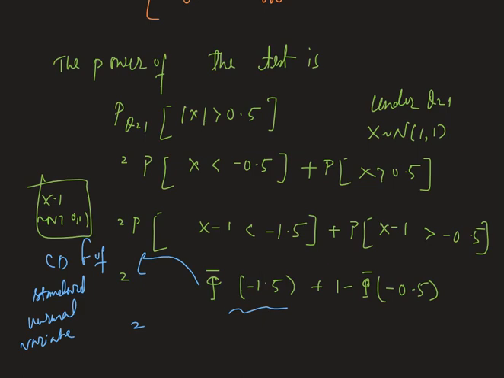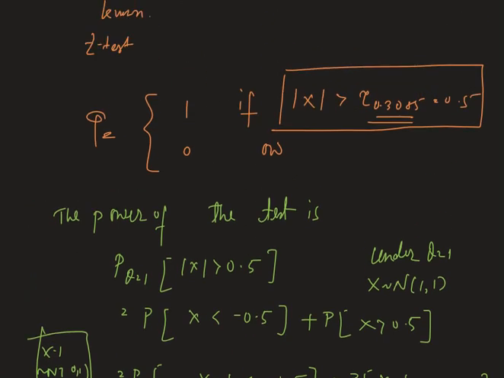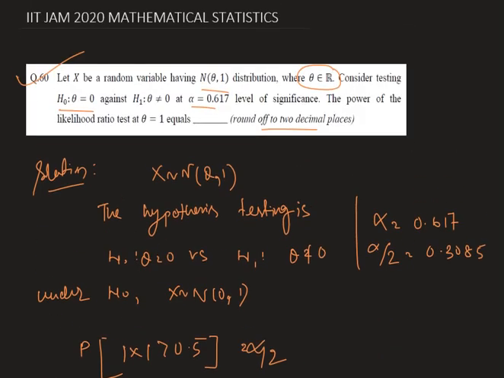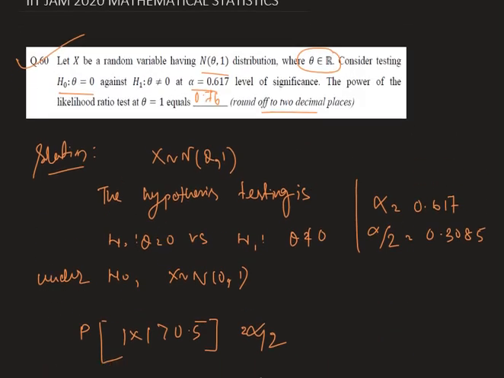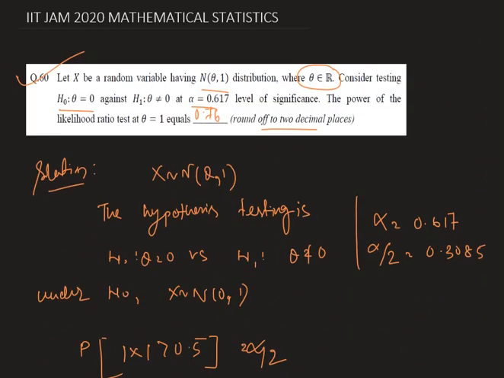Now the first probability is 0.067 and the next probability is 0.691. So our required answer is 0.758, or we can say 0.76 after rounding to 2 decimal places. So we write 0.76 as the answer. So we have solved this problem, and that's all for today. Thank you very much.